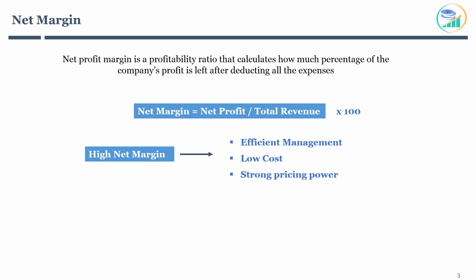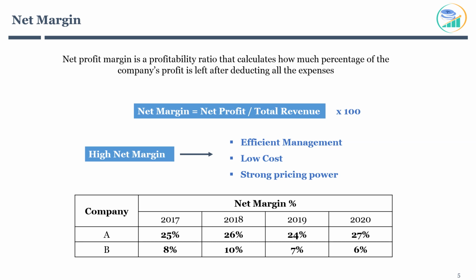Let's review net margin with an example. It shows net margin for Company A and Company B across 4 years. Company A has high net margin that shows strong competitive advantage. However, Company B is clearly in a competitive industry, resulting in low net margin.